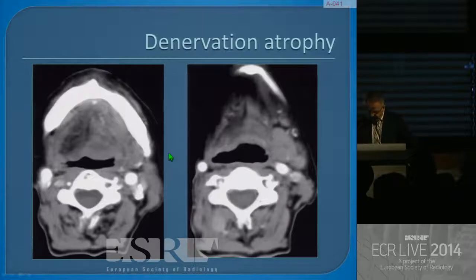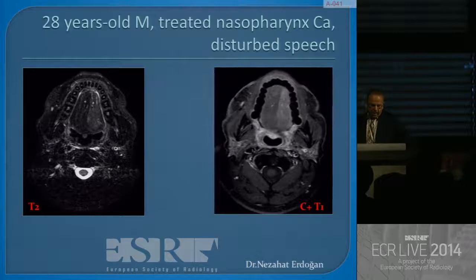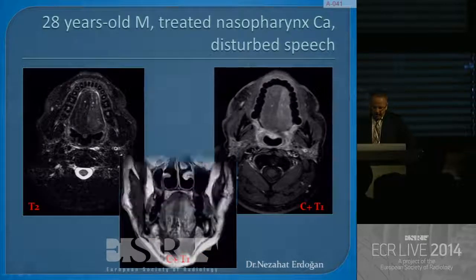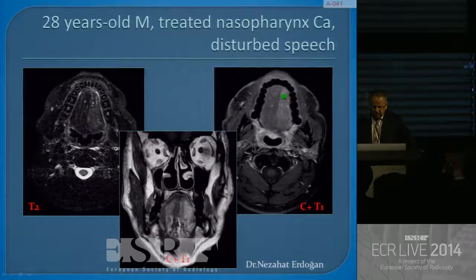In long-term patients after radiation, denervation atrophy can be seen in such cases. In the early phase of denervation atrophy, the affected side may also enhance on post-contrast images, which can mimic a mass lesion.